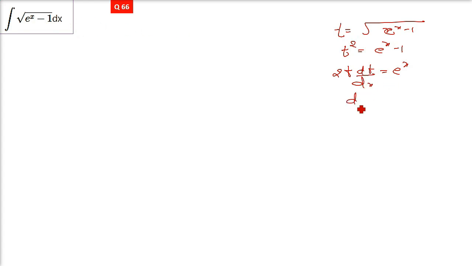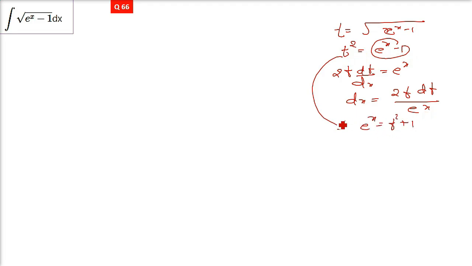So from here, dx will be what? Just take dx on one side and other things on other side. Then we'll formulate the dx. It's t square is e raise x minus 1. So this e raise x will be t square plus 1. We'll put it here. Dx will be equal to 2t dt divided by what? It's e raise x. E raise x is t square plus 1. So what is the benefit now?